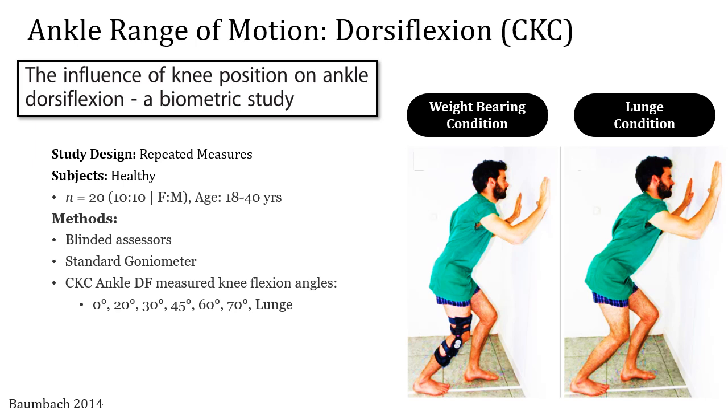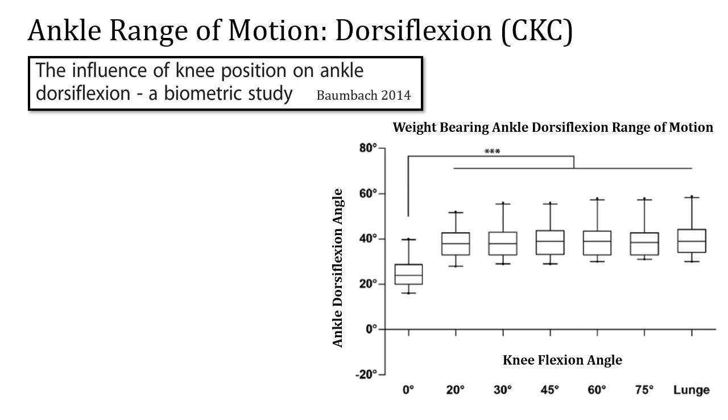You can see that they did a closed kinetic chain ankle dorsiflexion measurement of knee flexion angle at 0, 20, 30, 45, 60, 70, and in a lunge position, and they put the splint on the limb to ensure that the knee was flexed to that specific angle. So what did they find? So they looked at ankle dorsiflexion and its influence relative to the knee position. So in the figure on the y-axis, you have the ankle dorsiflexion angle, and then running along the x-axis, you have the different parameters of the knee flexion angle.